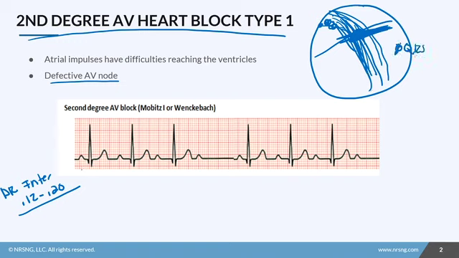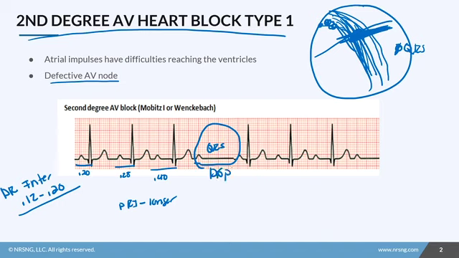Let me show you on this strip right here. If you look at this PR interval, it's about 0.16 seconds. This one is about 0.28 seconds, and this one is 0.40 seconds. So you can see how the PR interval is getting longer. And then what happens here? Here's our P wave. We would have a QRS somewhere around here, but we don't. So our QRS complex is dropped.